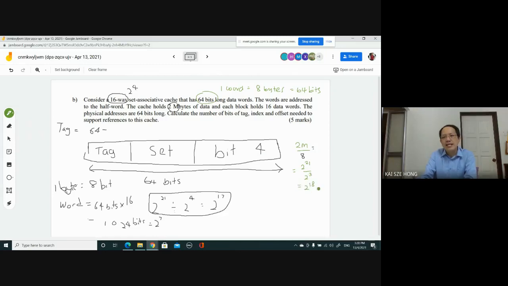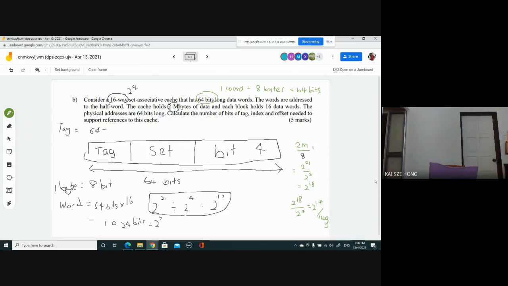So it's 18. But this is for one cache. The cache has to be divided by 16 ways. So 2 to the power of 18 divided by 2 to the power of 4, right? So what is left over is 2 to the power of 14. 14 will be for one set, because this is one way. Yeah, correct. So you calculate like that. Exactly. Just calculate accordingly.